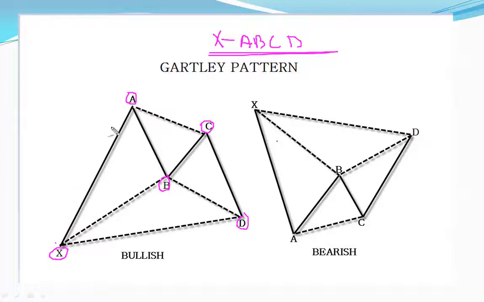You have a rally from X to A, and then your first retracement down, which is your B, should be a 618 retracement. So this area right here is a 618 retracement. So from X low A down to B is a 618.